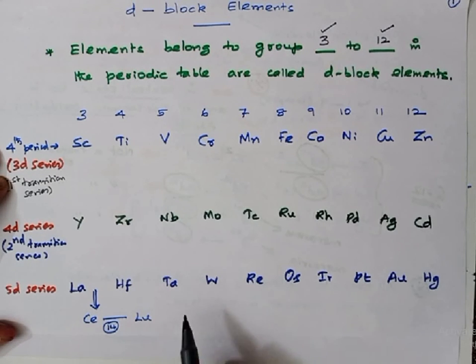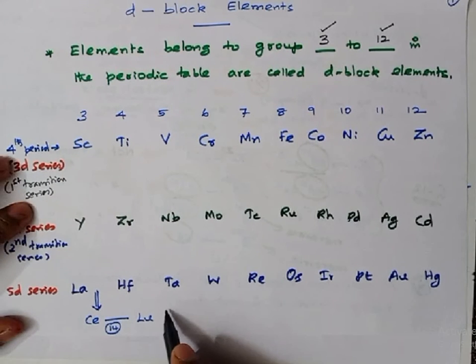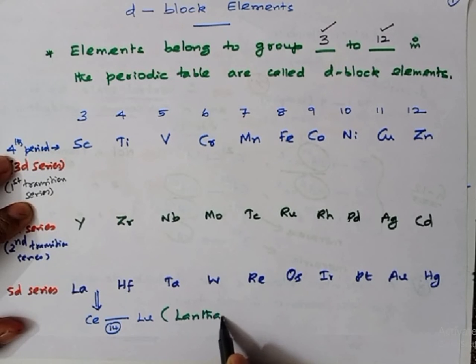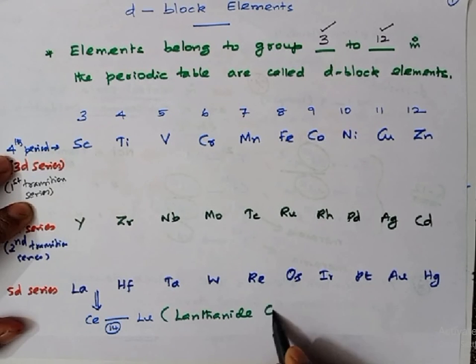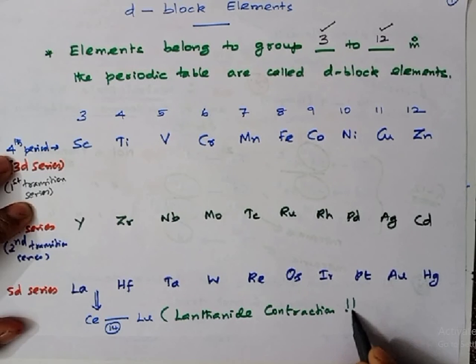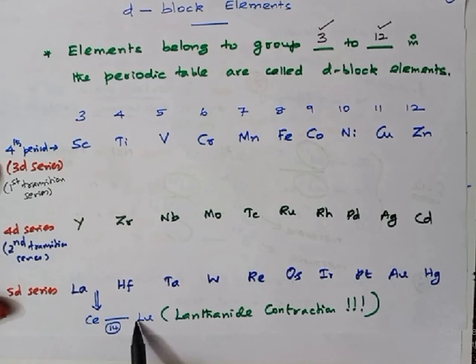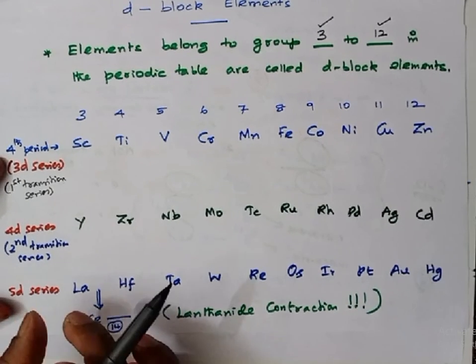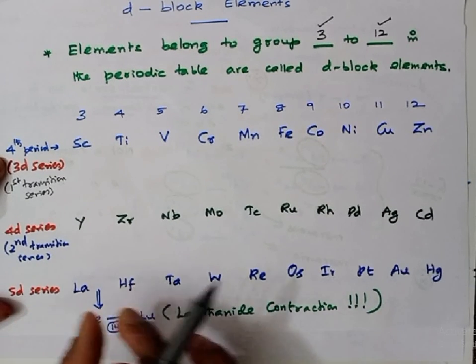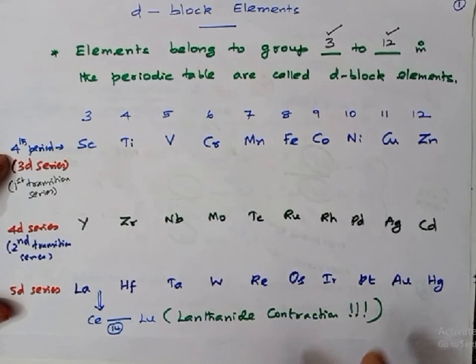In the lanthanide series, there is a famous effect called lanthanide contraction, which is very, very important. When you move from cerium to lutetium, size decreases uniformly. There is a uniform decrease in size. So that's why lanthanide contraction is very special.